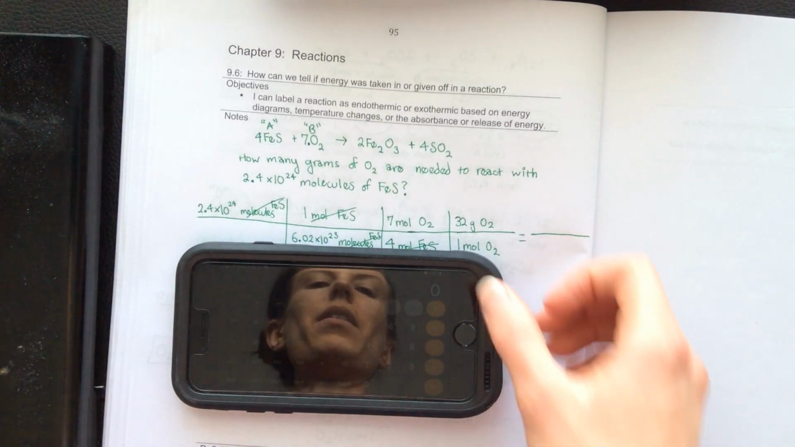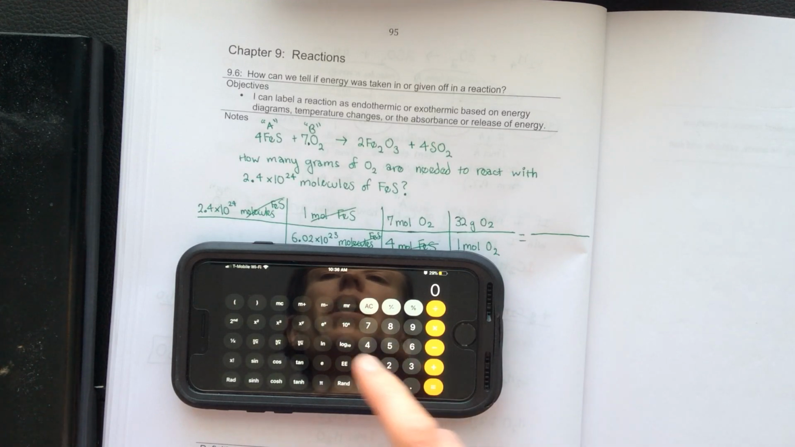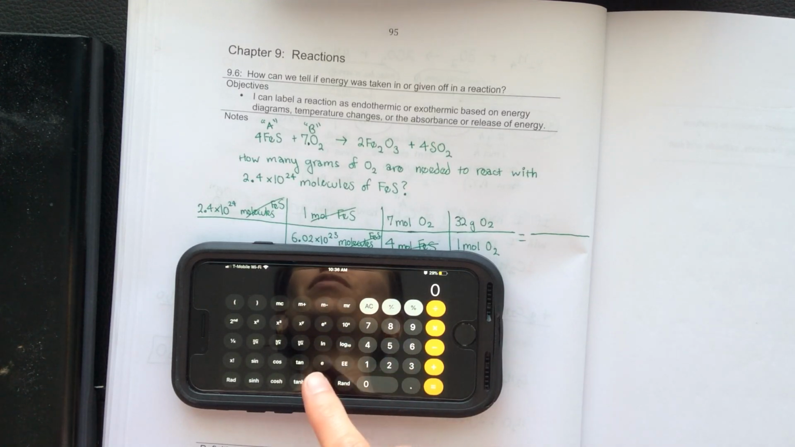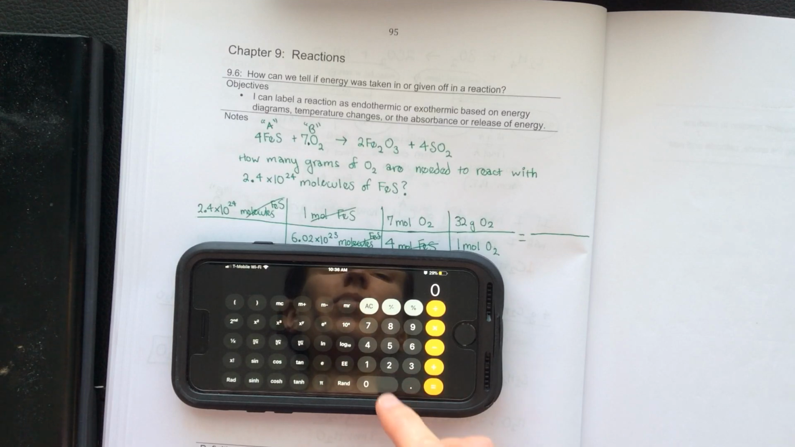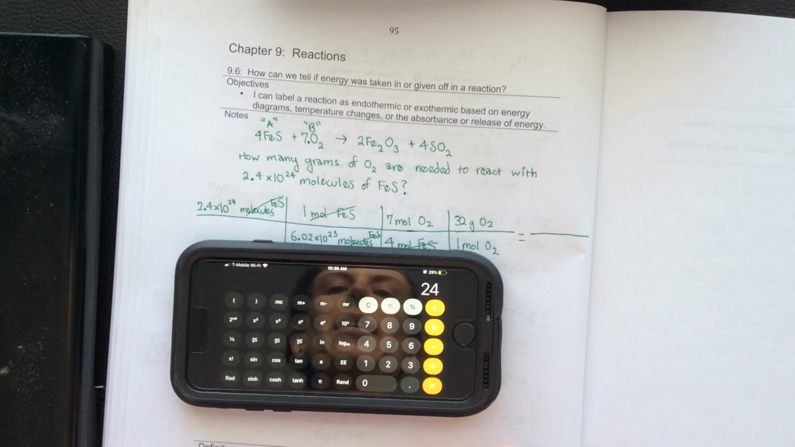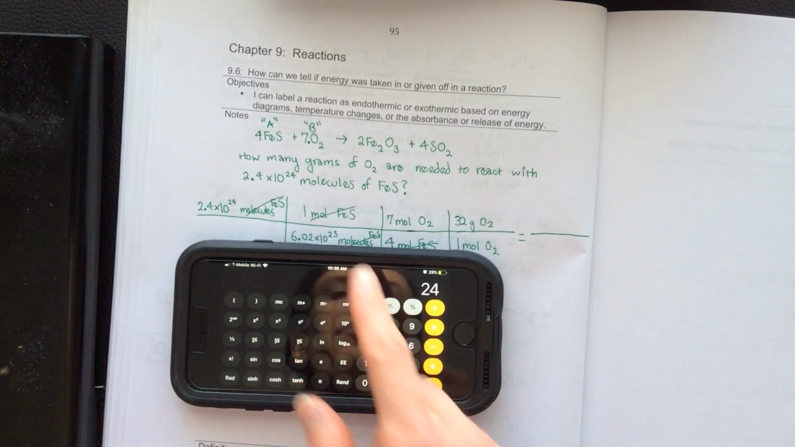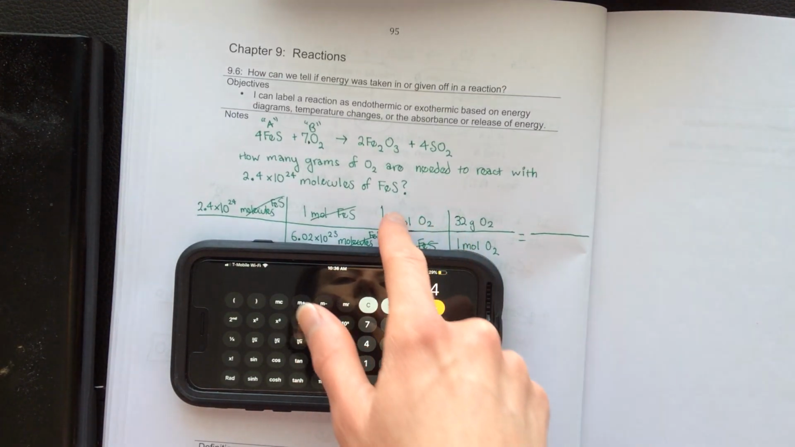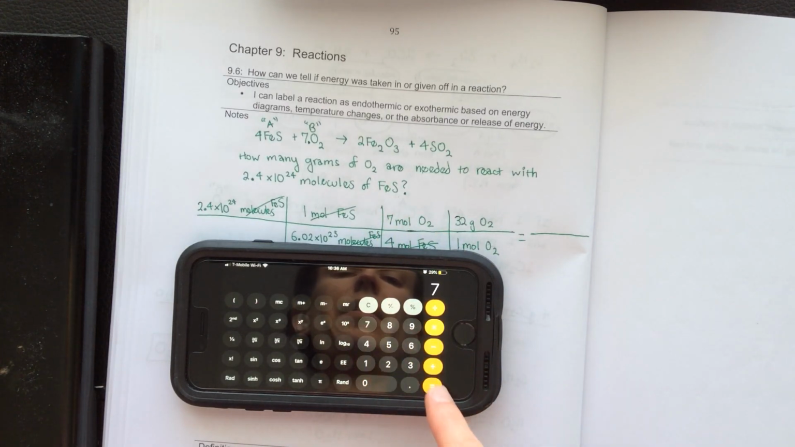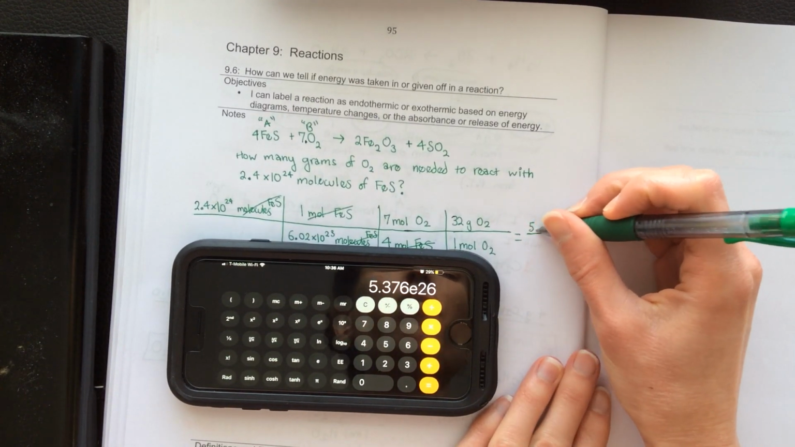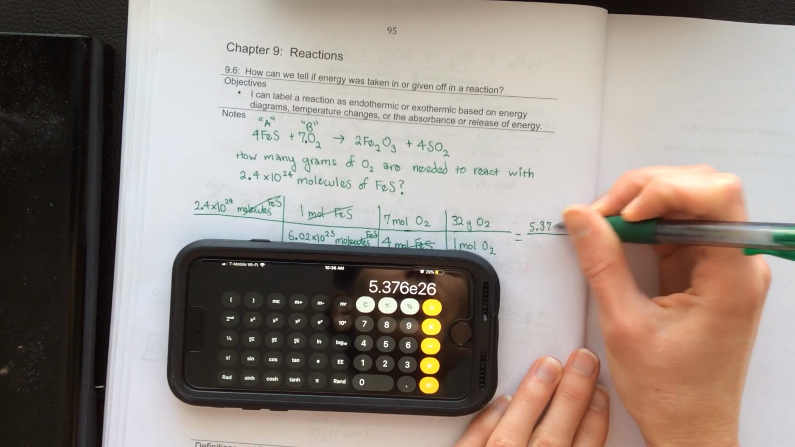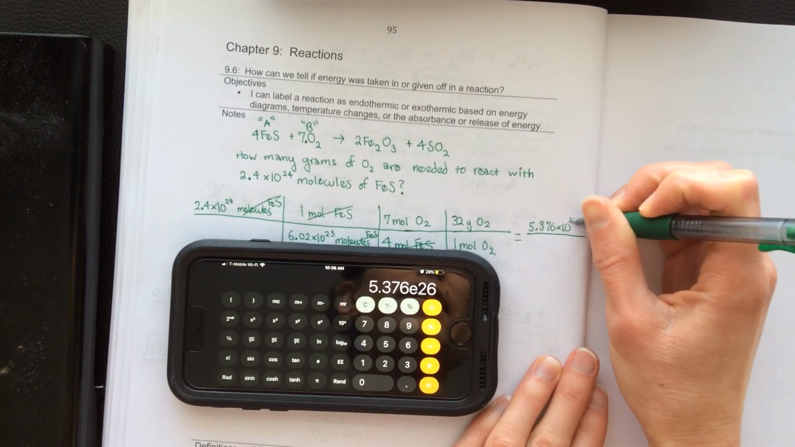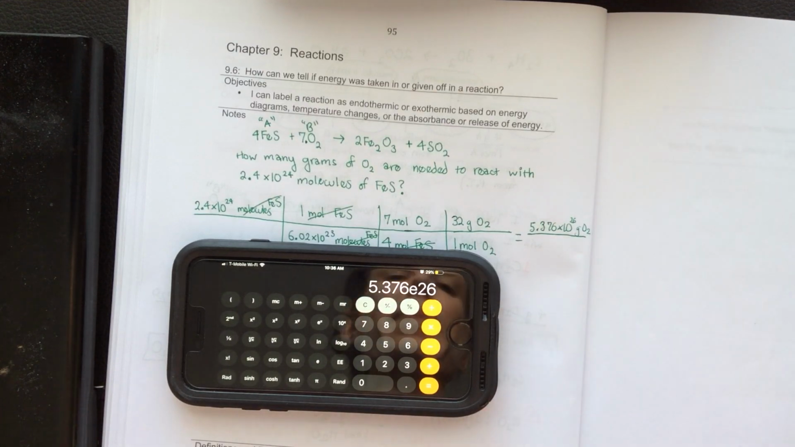Remember, there's a button on your calculator that means times 10 to the, and it's these little capital E's, not the lowercase e, that's something else. So we're going to do 2.4 E 24, that means times 10 to the, okay, that equals that number, and then we're going to multiply by 7, then we're going to multiply by 32. I'm going to write that number up here. It's 5.376 times 10 to the 26, and that's grams of O2 up there.